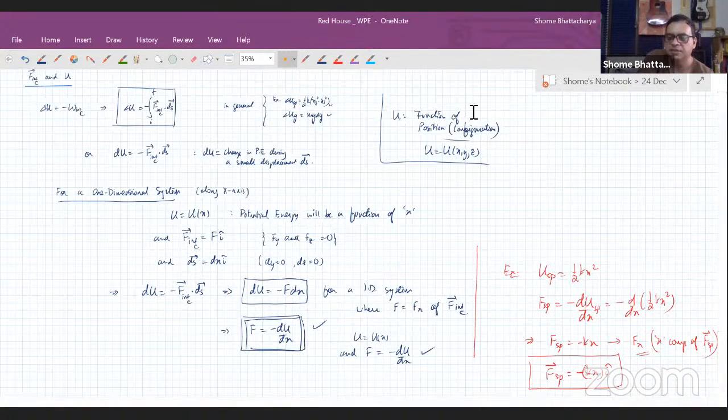Yes, Nikita, I'll explain the example again. Just note down up to this F equal to minus dU by dx. I'll explain again.